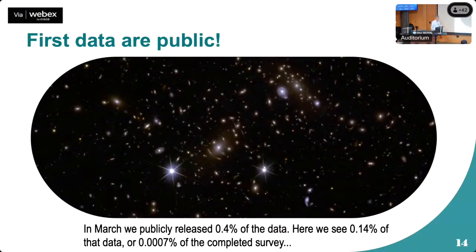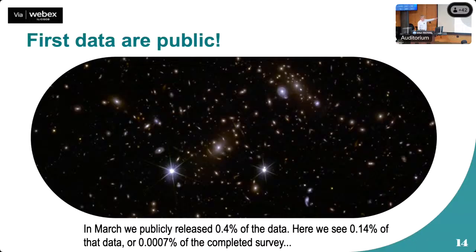If you want to play with it, the first data are public. So in March, we released the first 0.4% of the data. Here I'm only showing 0.14% of that. But that's especially not so much for cosmology, but for people studying galaxy evolution. That is like Cosmos, but 50 square degrees, so way, way bigger than the first fields.